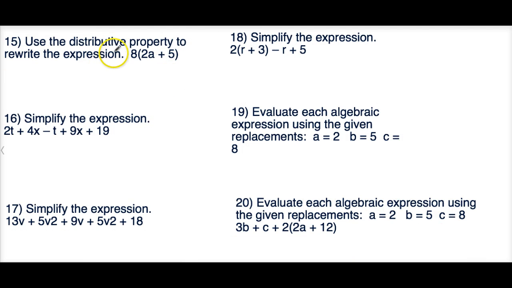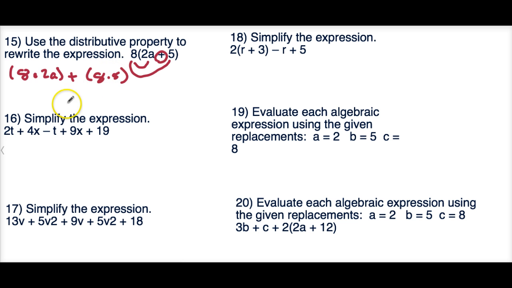Alright, number 15, use the distributive property to rewrite this expression. For this, you need to know that your 8 is distributed to both parts of the problem. So this is going to be 8 times 2a plus, because we have a plus sign here, 8 times 5. And I think I'm good if you want to stay there.